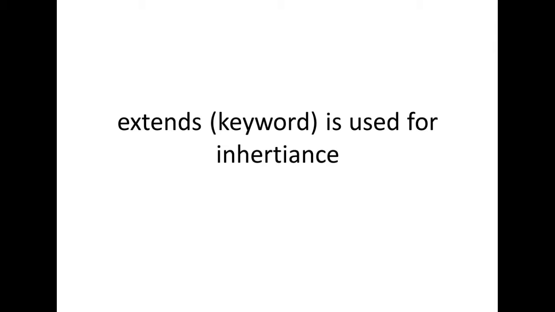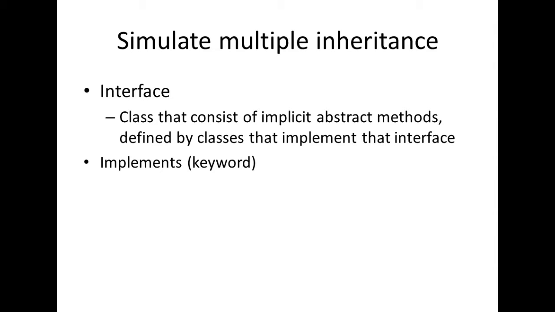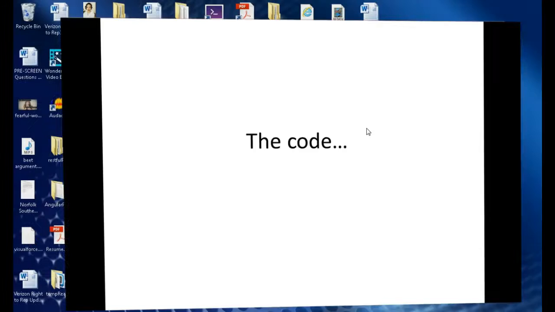In order to do that, we need two things. The two things that we need are an interface and the implements keyword. I'm sure you guys know what an interface is. An interface is basically a class that consists of implicit abstract methods, which are defined by classes that implement that interface. Another thing that we need is the implements keyword, and it's basically a keyword signifying that you're going to implement the methods of an interface. And to explain that a little more clearly, let's just get right to the code.